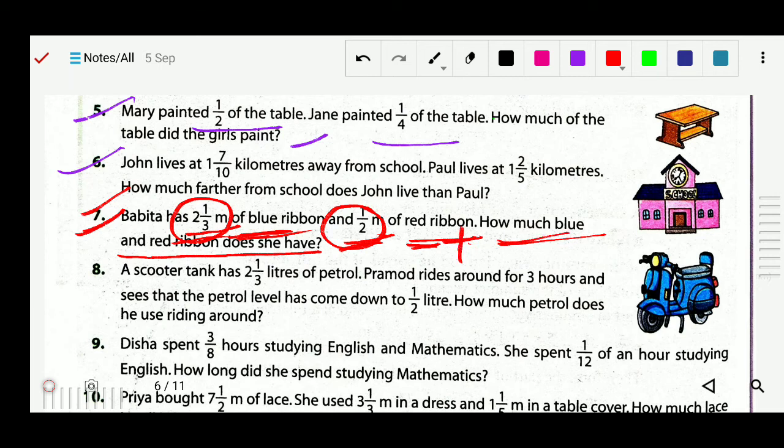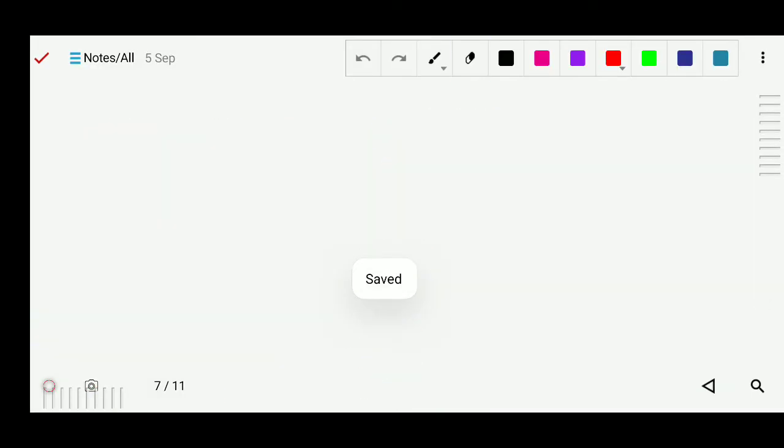Now number 8. A scooter tank has 2 and 1 by 3 liter of petrol. Pramod rides for 3 hours and sees that the petrol level has come down to 1 by 2 liter. How much petrol does he use riding? Total petrol was 2 and 1 by 3, and after riding for 3 hours only 1 by 2 liter is left. So we have to find how much petrol was spent during his ride. Let's solve question number 8.